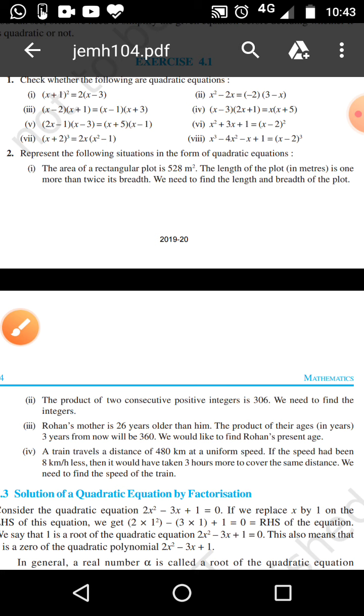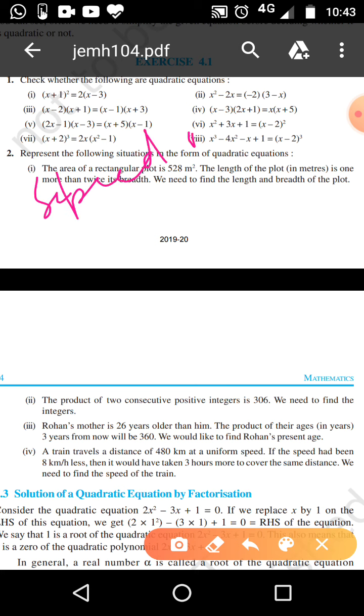Now next one. A train travels a distance of 480 km at a uniform speed. If the speed had been 8 km per hour less, then it would have taken 3 hours more to cover the same distance. We need to find the speed of the train. For this question, we suppose the speed of the train is x kilometers per hour. According to the question, the distance is 480 kilometers.